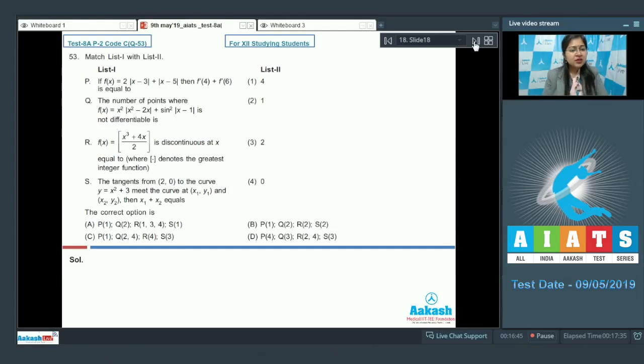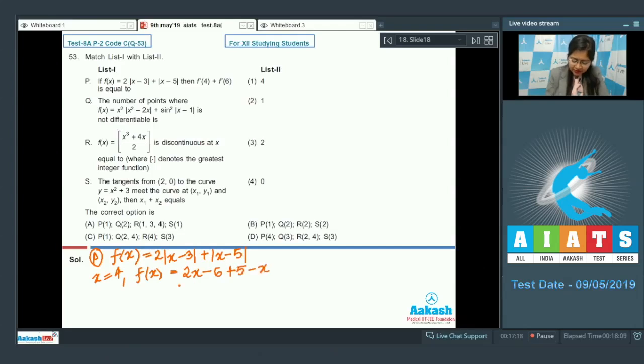Next is question number 53, in which option P is given to us, that is f(x) is equal to 2 times mod x minus 3 plus mod x minus 5. So we have to find f dash 4 and f dash 6. When x is equal to 4, we can say f(x) will be equal to 2x minus 6 plus 5 minus x. That is, the value of f dash 4 will be equal to 2 minus 1, that is 1.